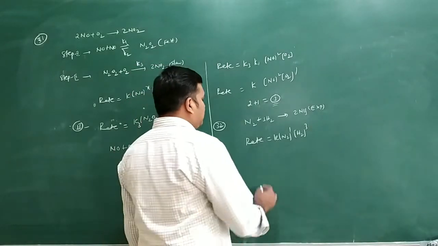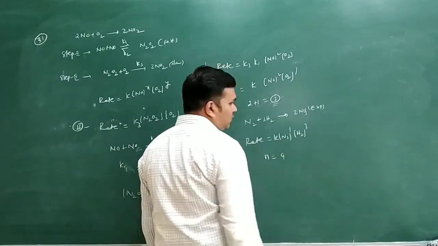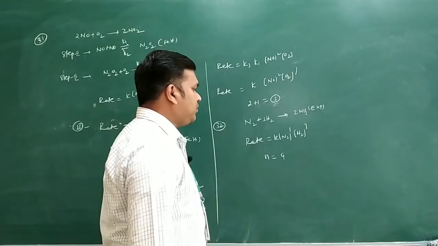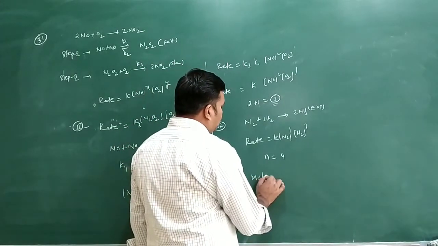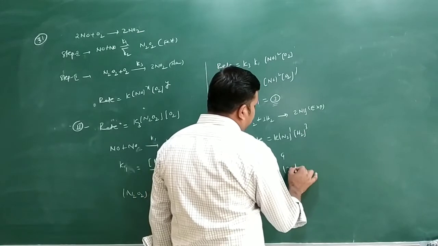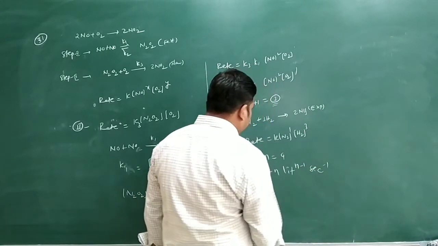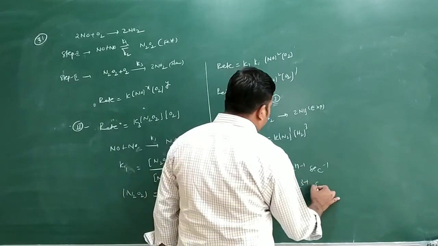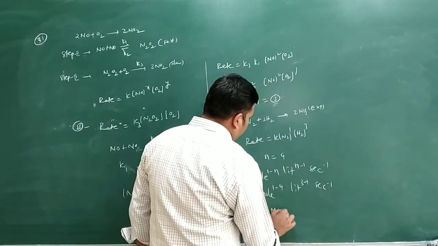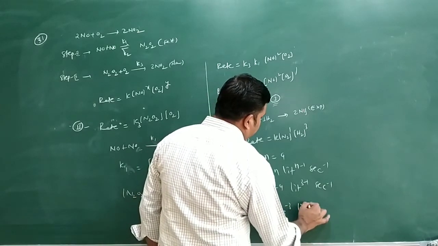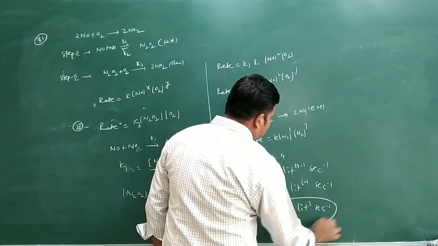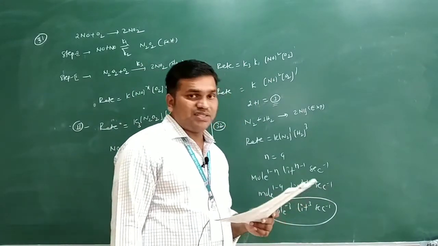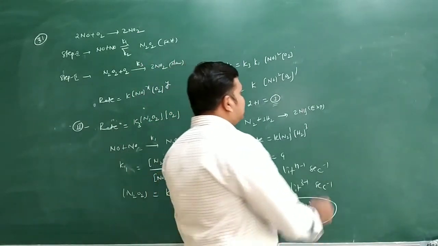Now here you will get the overall order, n is equal to 4. Now you know the formula: mole power 1 minus n, liter power n minus 1, second inverse. Then you will get mole power 1 minus 4, liter power 4 minus 1, and second inverse. So you will get mole power minus 3, liter cube, and second inverse. So the answer is liter cube mole power minus 3 into second inverse. This is the answer for this question.